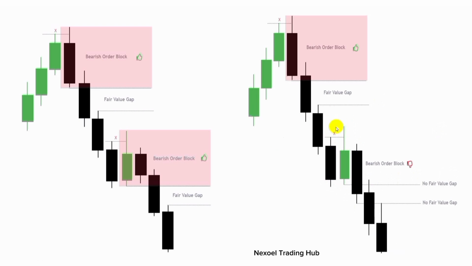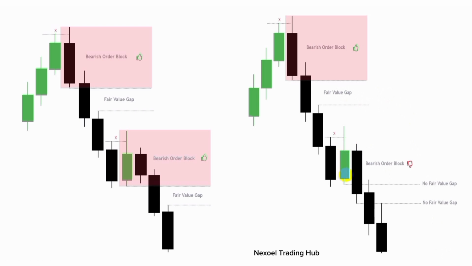You can see price took out this liquidity, price sponsored the move that took out this low point, but then we do not have a fair value gap. So we can see that price will possibly return to the upside and regard this as a buy side liquidity. Price will mitigate the fair value gap and then continue to the downside. So this is actually a bearish order block.